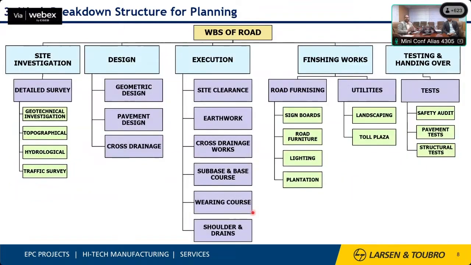This is a standard kind of WBS I would like to show you, for a road project. This is a hybrid kind of model where site investigation, design, execution, finishing work, testing and handing over are the phase-wise work breakdown, and below that it is deliverable based. So this is the hybrid mode we are using for the WBS breakdown structure.